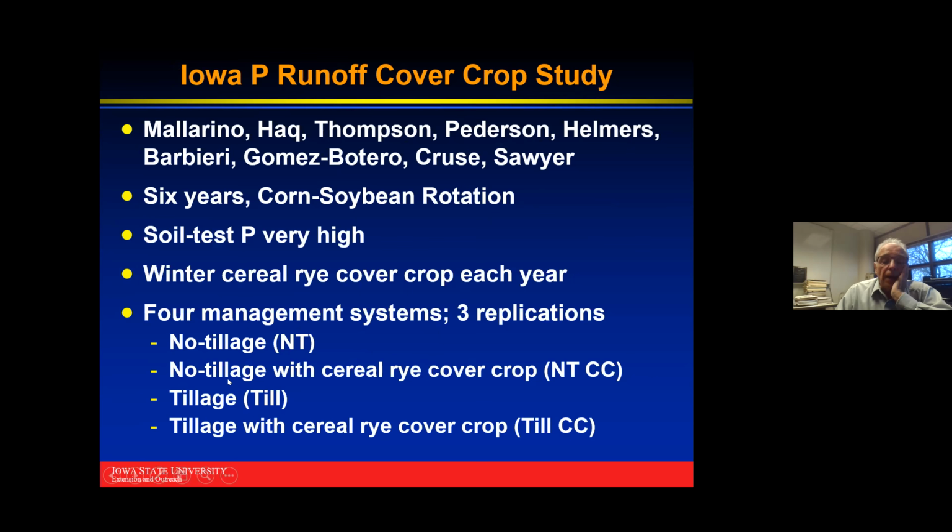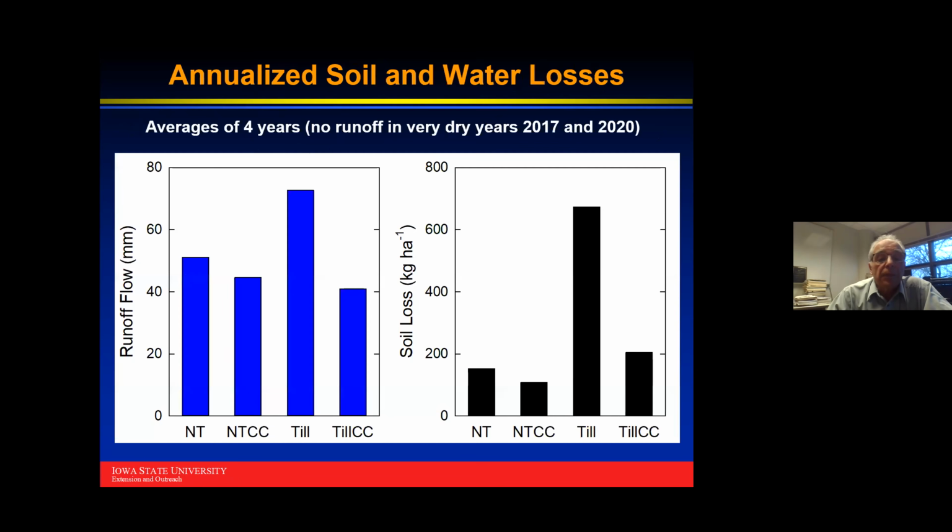No till, no tillage with cereal rye cover crop, tillage without, and tillage with the cover crop. In this case, we did the tillage in the spring because we didn't want to till, of course, in the fall, the cover crop that has been overseeded. So for both with or without the cover crop, we did the tillage in the spring, about a week after the termination of the rye, okay?